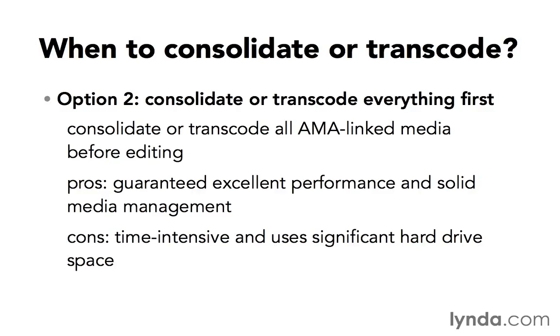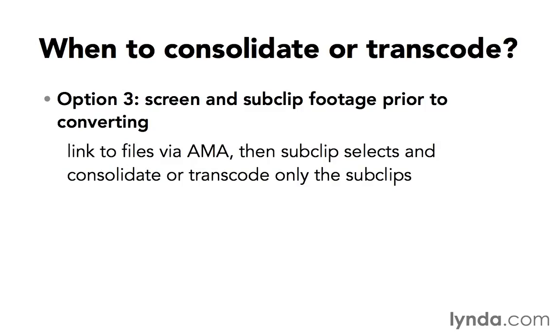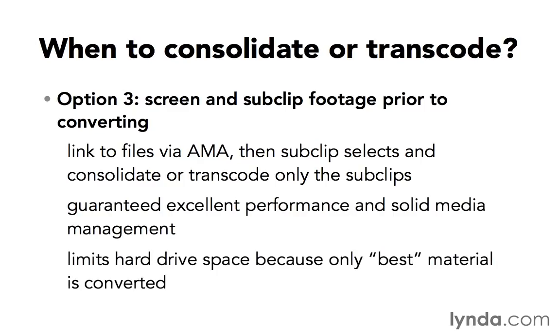And option 3 is to AMA link your files and then go through all of your footage, which is a good thing. It's smart to screen your stuff, and then subclip out the parts that you think you'll use in the project, and then just consolidate or transcode those subclips. So again, you're guaranteed some great performance on your converted footage, and this method limits the amount of time you actually spend converting the files since you're only converting the best stuff.